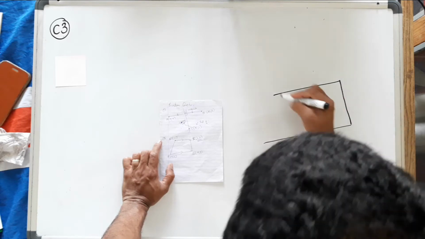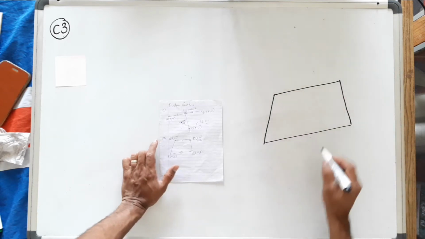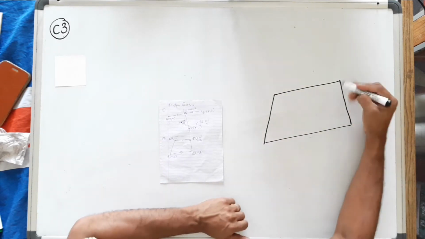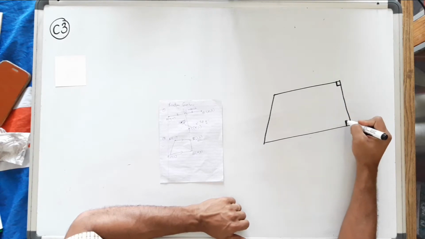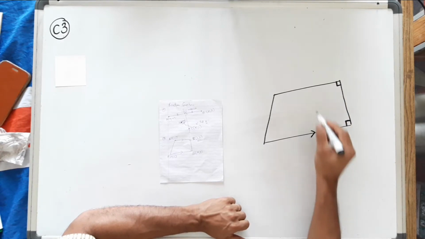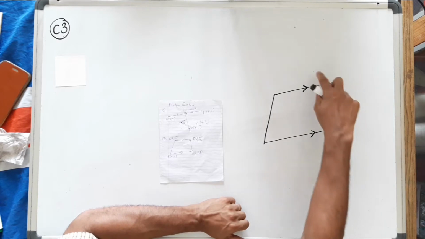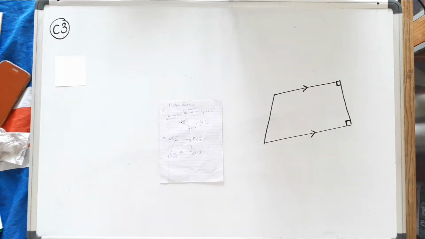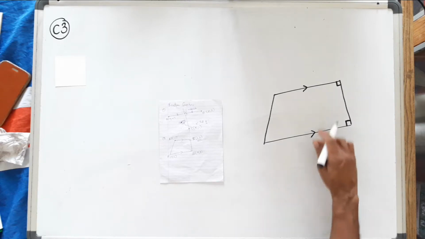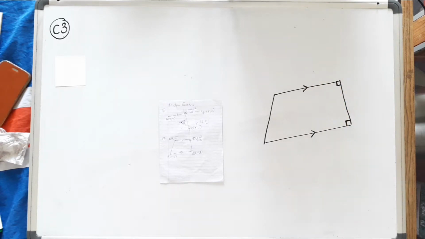Alright. That shape there on the board is a trapezium. So these two lines are going to be parallel lines. You already know where I'm going with this: parallel lines definitely have the same gradient. So that's going to become useful.